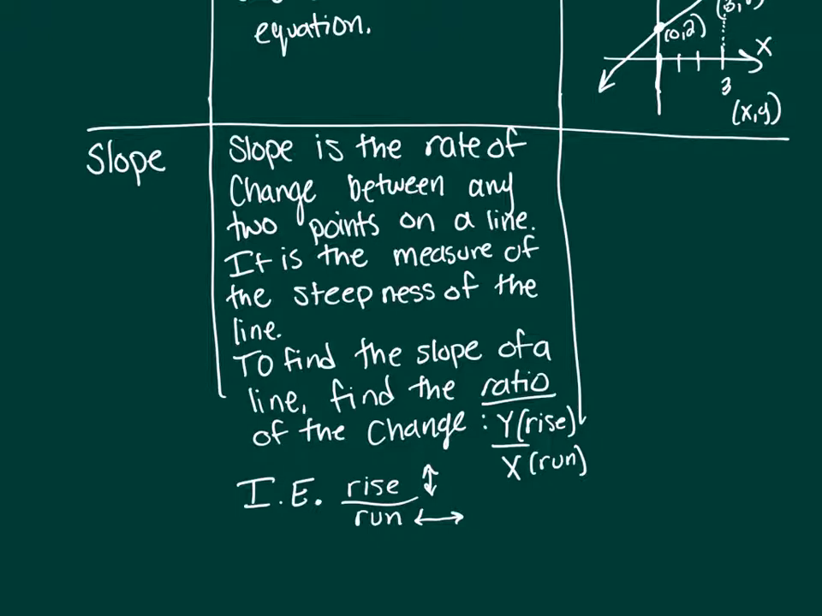So the slope is the rate of change between any 2 points on a line. It's the measure of the steepness of the line. To find the slope of a line, find the ratio of the change, y over x. In other words, rise over run. And when you rise on a graph, it's vertical, so it's up or down. And run is from right to left. That's horizontal. So rise you could put your arms up and down. Run is from your right hand to your left hand.